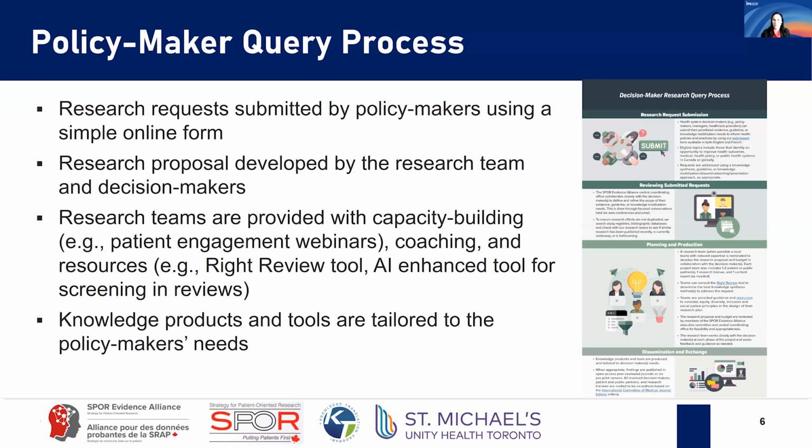We have 35 plus research teams across Canada. We provide our teams with a lot of resources, such as capacity building and coaching. We have different tools. We also have an artificial intelligence or AI enhanced tool for screening to really expedite what we're doing. We also have a right review tool, which we've published on, and which tries to match up your research question with 41 different types of knowledge synthesis. Everything that we do is tailored to our policy decision makers' needs.